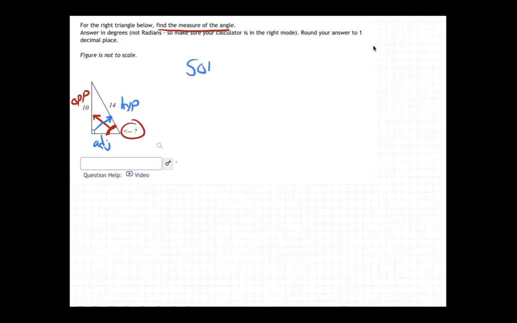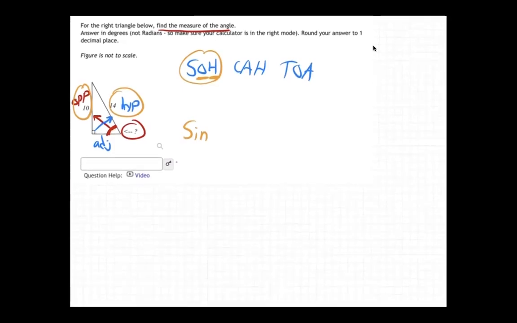And we remember the memory device, SOHCAHTOA. So the two sides that we have are this one and this one, opposite and hypotenuse, which is sine, opposite and hypotenuse. So that means the sine of that angle, let's call this angle here theta. The sine of that angle theta is opposite over hypotenuse. So the sine of that angle theta is opposite, which is going to be 10 over 14.